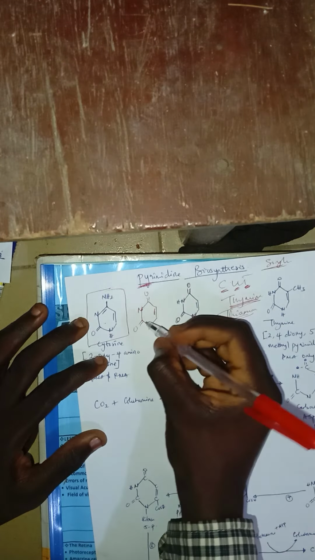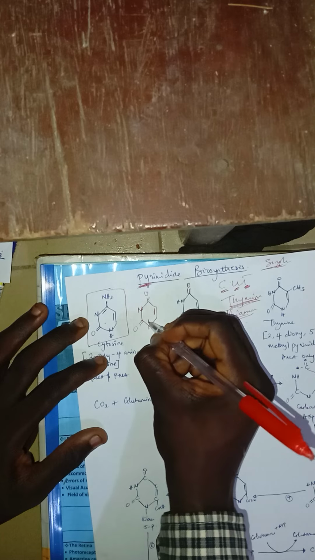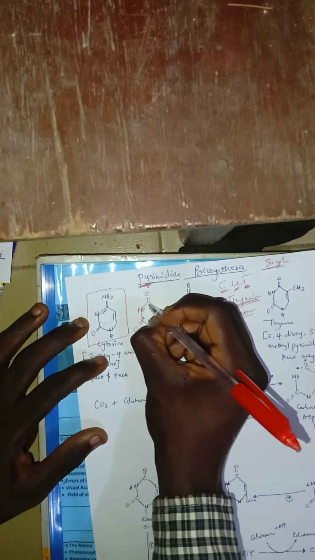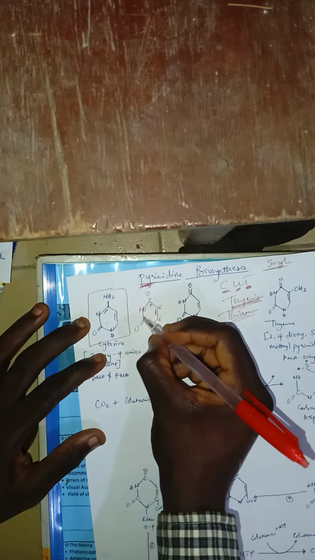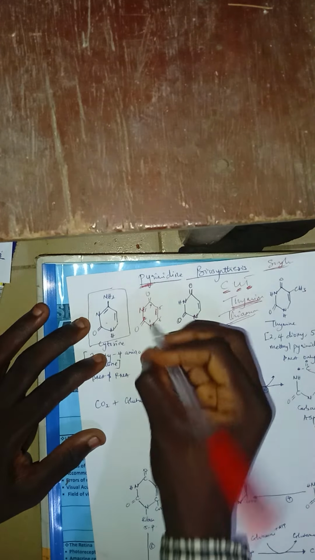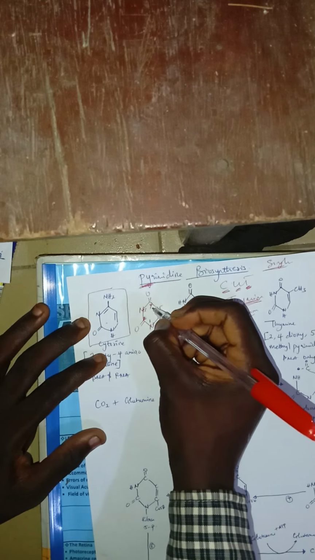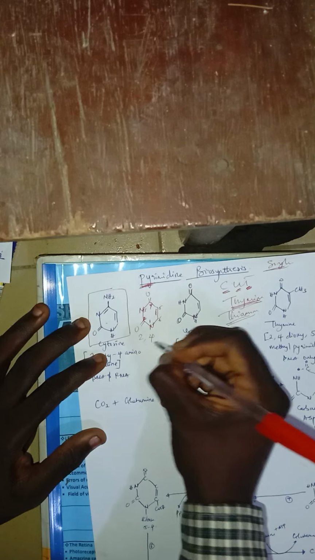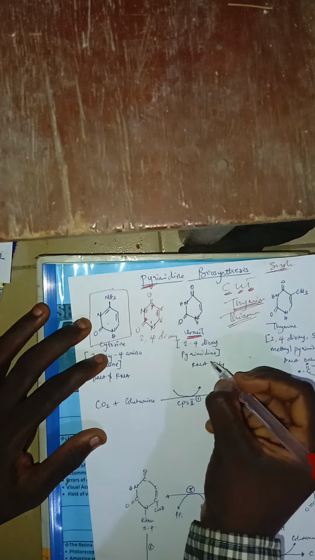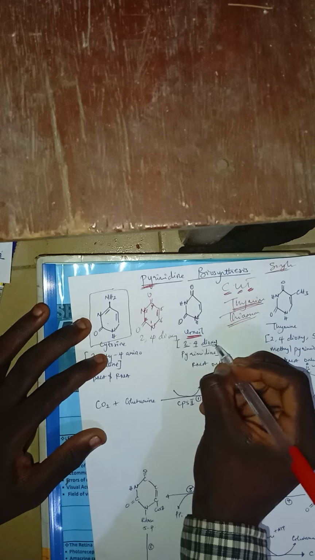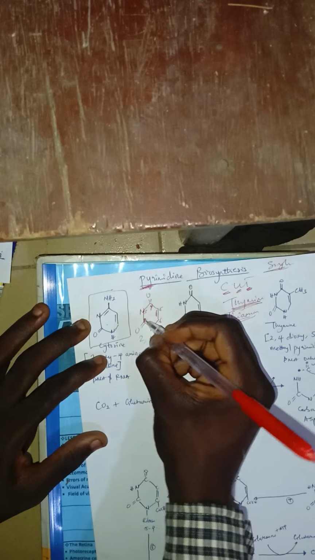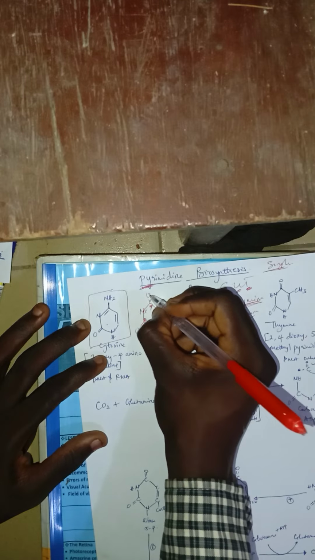So what then is the chemical name for uracil? This is the way you number it. Here's number 1, 2, 3, 4, 5, and 6. At carbon number 2, there is oxygen. At carbon number 4, there is oxygen. So we call it 2,4-dioxypyrimidine. The reason it's called 2,4-dioxypyrimidine is because at carbon 2, oxygen is there, and at carbon 4, oxygen is there.